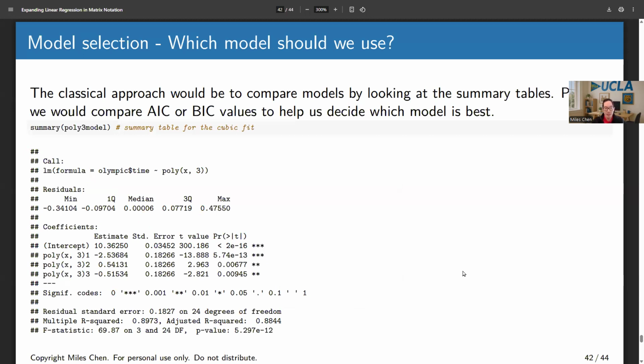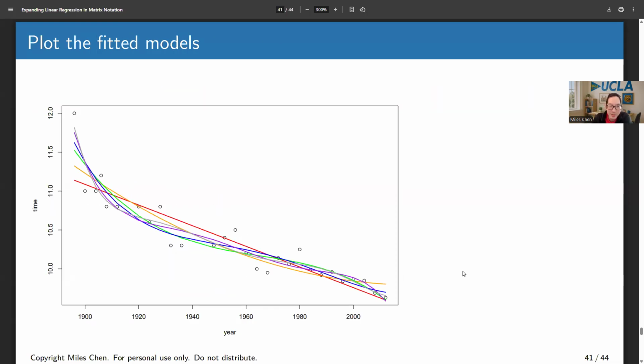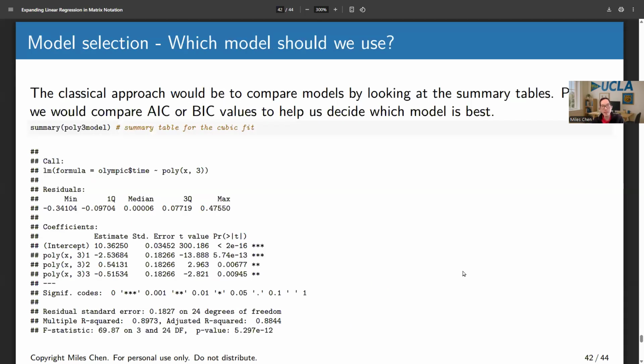Okay. And so the question is, which of these lines does the best job, right? Which of these lines does the best job? And this is a core problem in every statistical context.